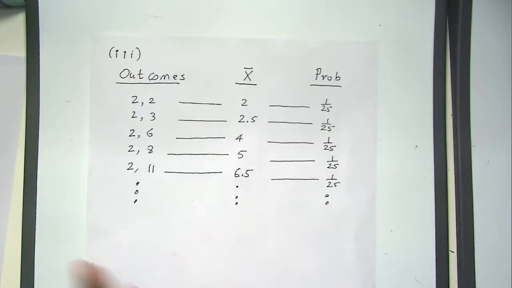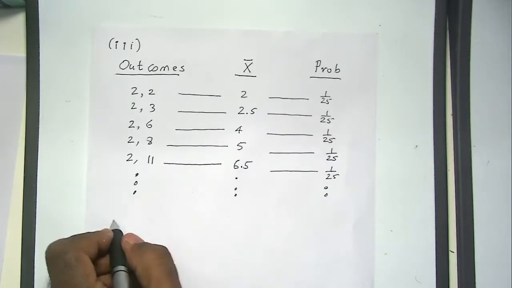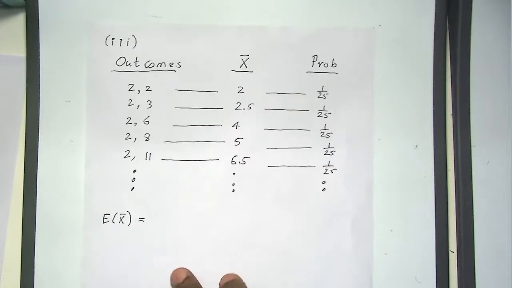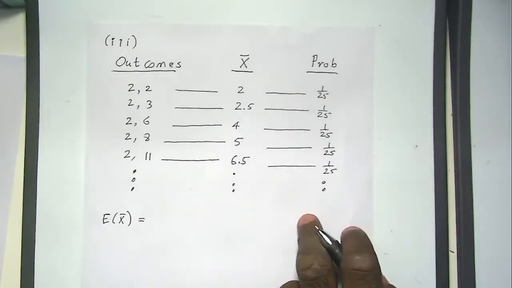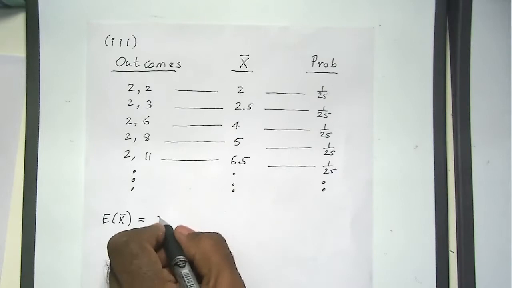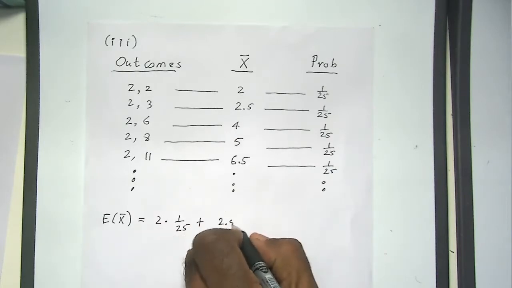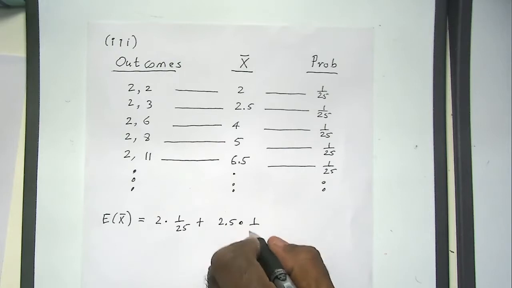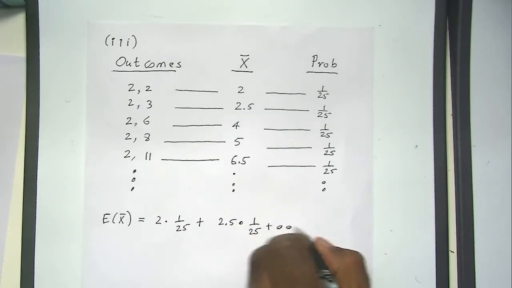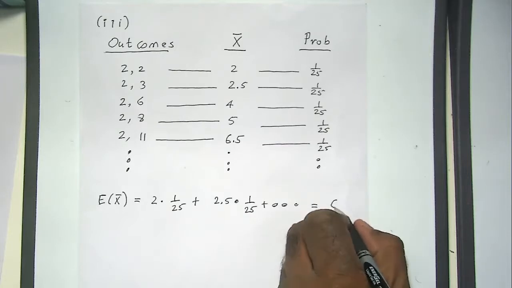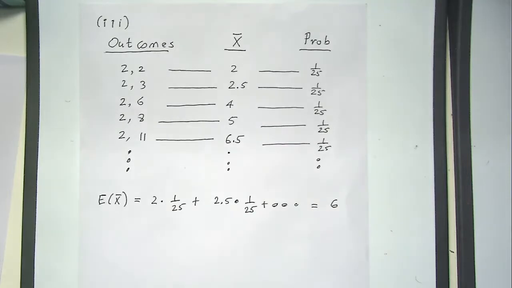Okay, so once you complete the table, then the remaining questions are straightforward. For example, if you want to work out the expectation of x bar, all you have to do is multiply this column with this column and take the sum. So it will be 2 multiplied by 1 over 25 plus 2.5 multiplied by 1 over 25 and so on. If you do the math, you will see this will become 6.